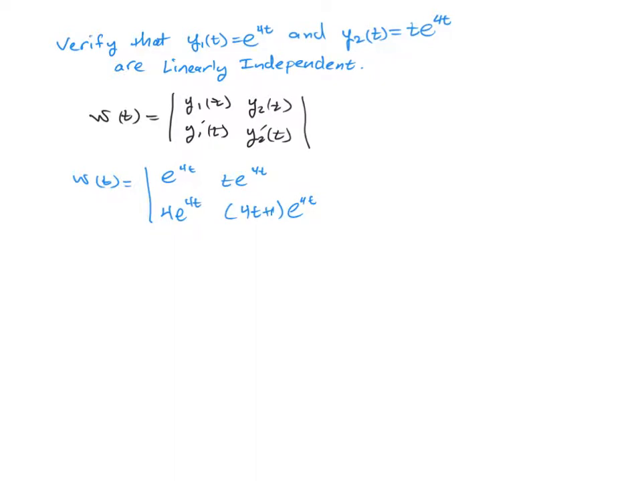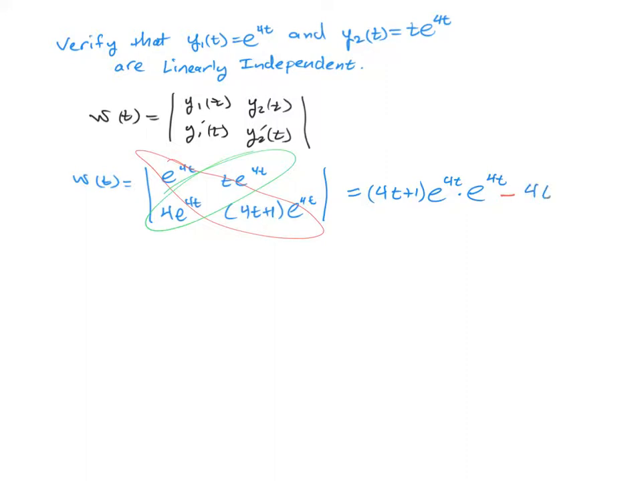And now when we calculate a determinant, it's very important to make sure that we follow the rules on doing so, which is going to be to multiply the forward diagonal, which is the product of these two things. So that's going to be 4t plus 1 times e to the 4t times the other e to the 4t. And then it always has a minus in it. And then it's minus the backwards product, which is going to be the 4t e to the 4t times the e to the 4t.